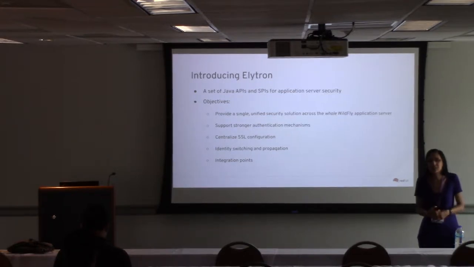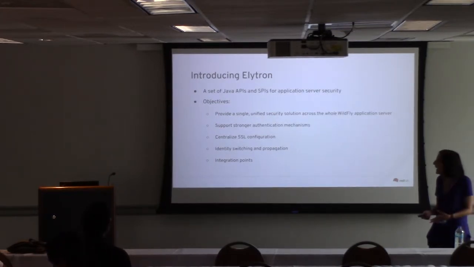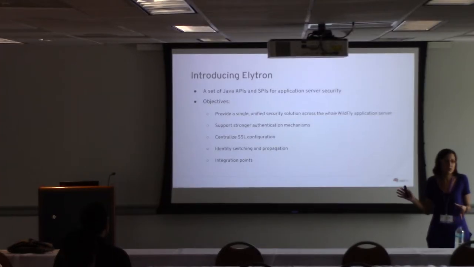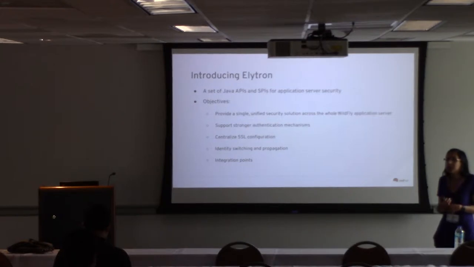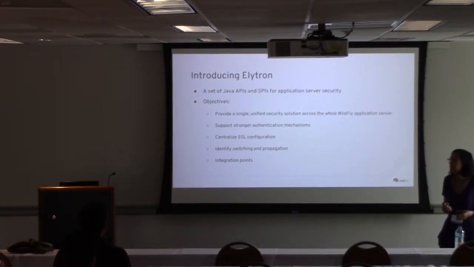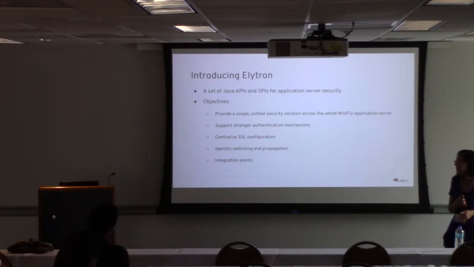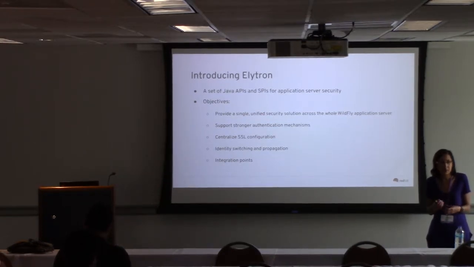So what is Elytron? Elytron is a set of Java APIs and SPIs for application server security. Now, in addition to providing a single unified security solution for WildFly, we also had a few other objectives when introducing Elytron. So in particular, we wanted to support stronger authentication mechanisms. So we wanted to move beyond the JAAS login modules. Next, we also wanted to centralize SSL configuration so that different parts of the application server that require SSL could make use of the same centralized configuration. Next, we wanted to be able to support identity switching and identity propagation. And finally, we wanted to be able to provide integration points to make it possible to create custom implementations that could extend Elytron functionality if necessary.